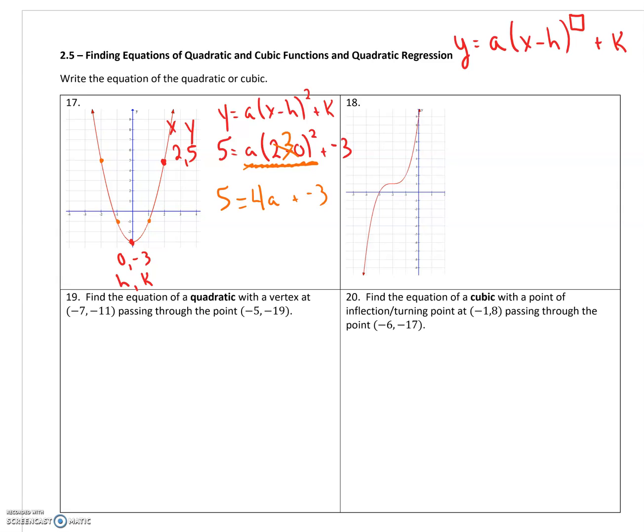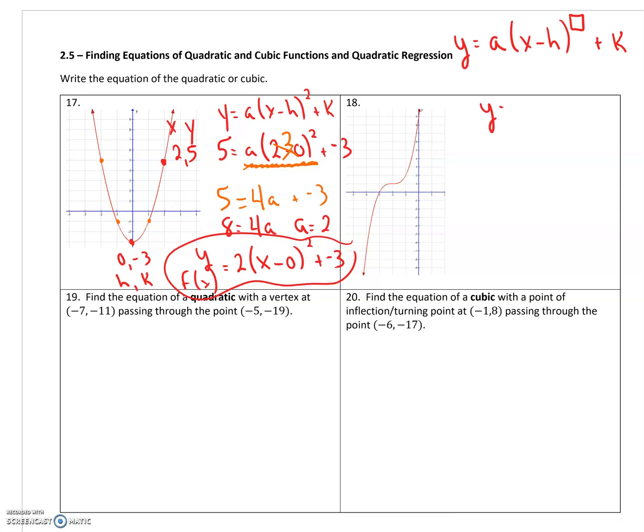And just bringing everything else down. Now to solve for a, I'm going to add 3 to the other side, and I get 8 equals 4a, and after I divide by 4 to solve for a, my a is 2. So when I'm ready to write my equation, I can write y or f of x, either or, equals, and then it's going to be my a, and x minus my h value, which we already had was 0, squared, plus my k value. And that is my answer for 17.